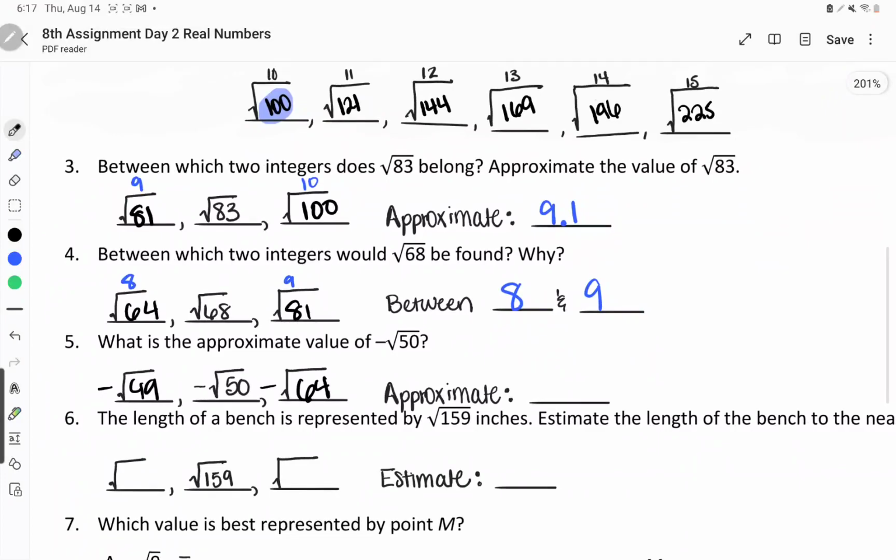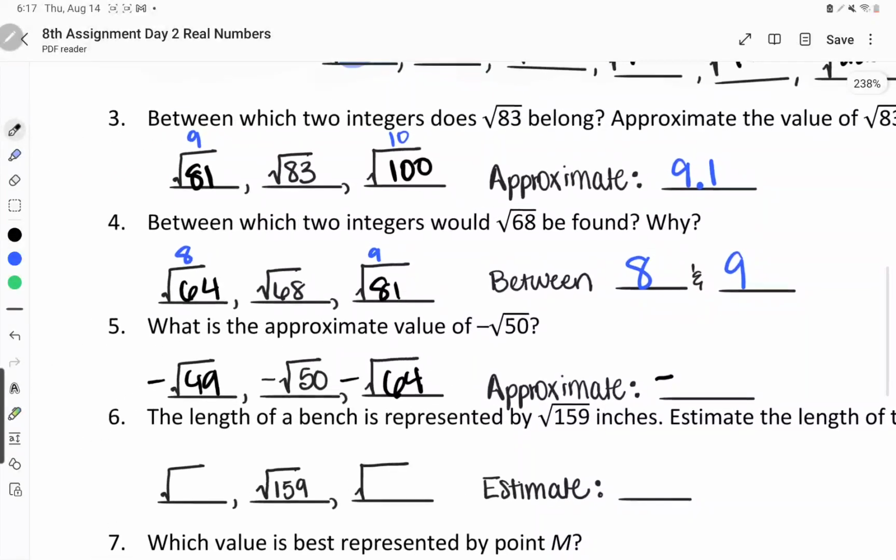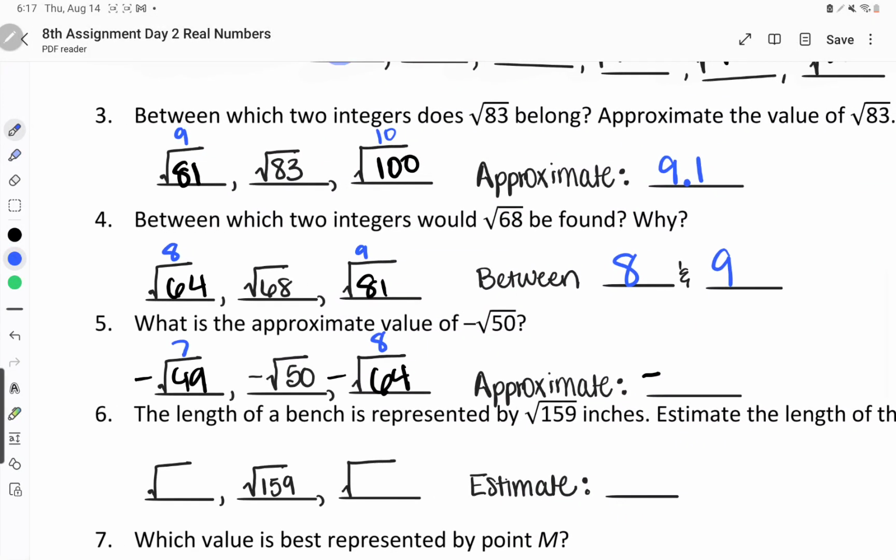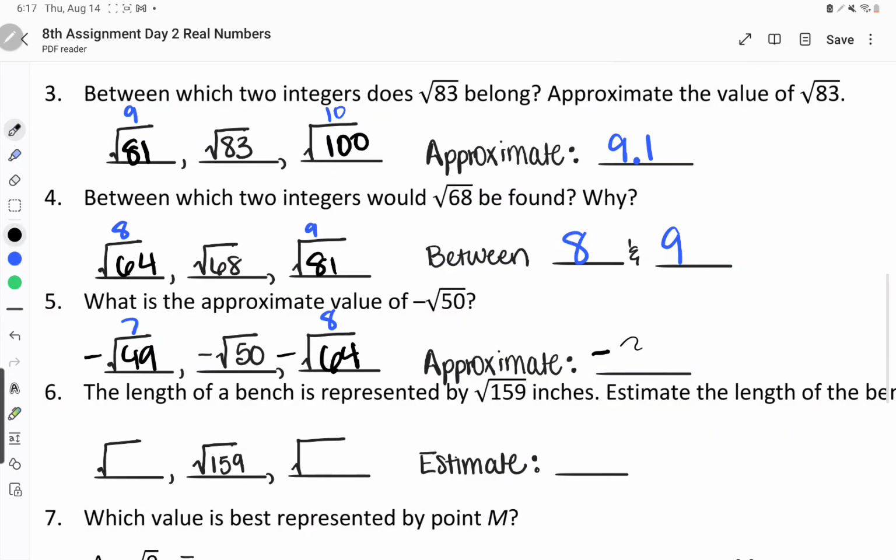Now, it is asking for the approximate value. Remember, there is a negative in front of it, so we have to keep that negative. And then after that, I just say, okay, which one does it fall closer to, 49 or 64? It falls closer to 49. Now, the square root of 49 is 7, and the square root of 64 is 8. So it's going to be negative 7 point something. 50 is very, very close to 49, so it's going to be a lot closer to 7. I'm going to say probably about 7.1 because 50 is so close to 49.